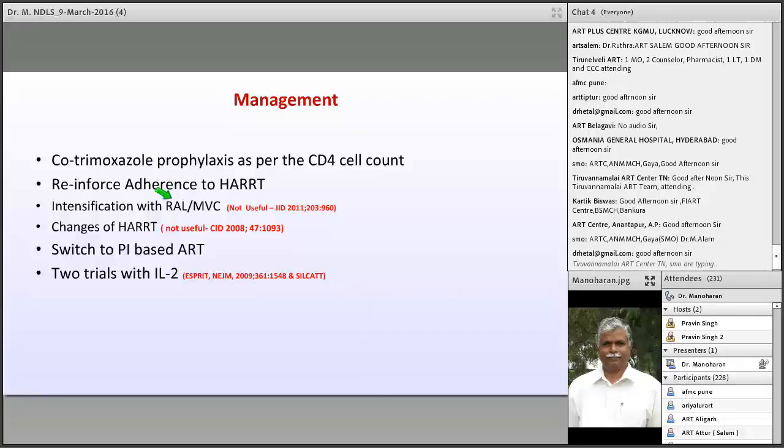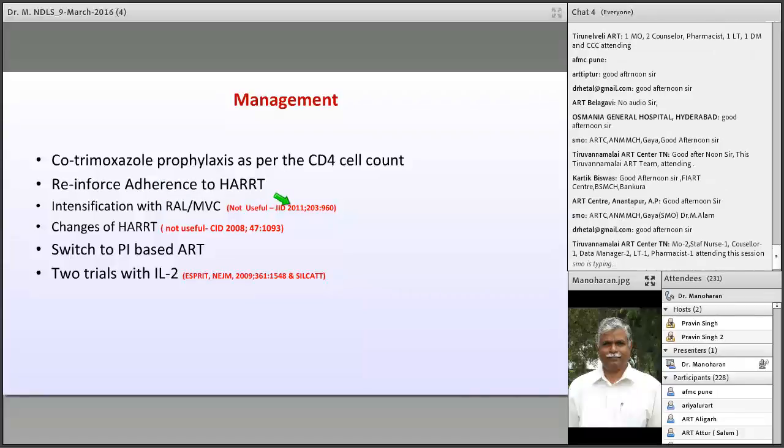And there are some papers which talk about intensification with raltegravir and maraviroc, but there are some recent articles questioning the usefulness of the intensification with raltegravir and maraviroc. And other journals say a change of HAART may improve the CD4 response. Again, there are articles against this particular point. And we can switch to PI based antiretroviral therapy, which may increase the immunological response. And there are a few trials with interleukin 2 and immunological response.